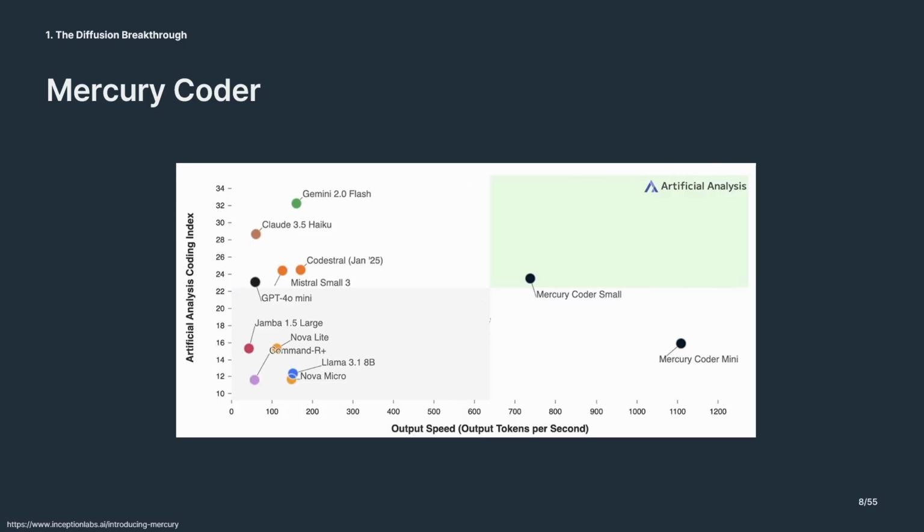Here's a benchmark showing where Mercury Coder stands compared to other well-known models. As you can see, Mercury Coder Small is located further to the right, meaning it achieves significantly higher output speed, measured in tokens per second. According to this analysis, it's about 4 to 5 times faster than models like GPT, Mistral, or Claude. This speedup is largely thanks to the parallel generation property of diffusion models.